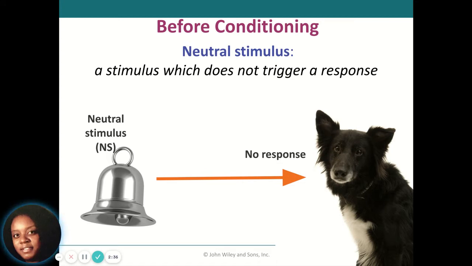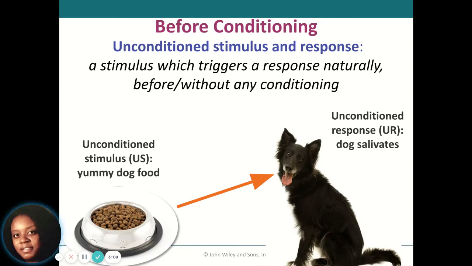A neutral stimulus does not automatically trigger a response. So Pavlov took a bell and he rang the bell, and the dog didn't do anything because to the dog, the bell meant nothing. But Pavlov knew if he wanted to train the dog to respond to the bell, he had to pair the bell with something that would create a response in the dog. So what's something that dogs naturally respond to? One of the main things is food, right?